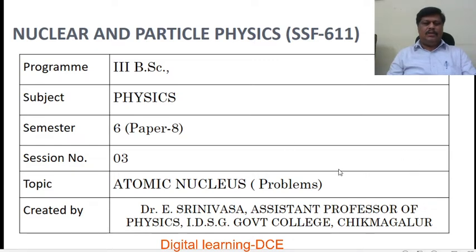In this video, I am going to explain some problems which are coming in Atomic Nucleus chapter for 3rd BSc Physics students studying in 6th SEM in paper 8, Nuclear and Particle Physics, code SSF 611, and this is session number 3, that is problem session.